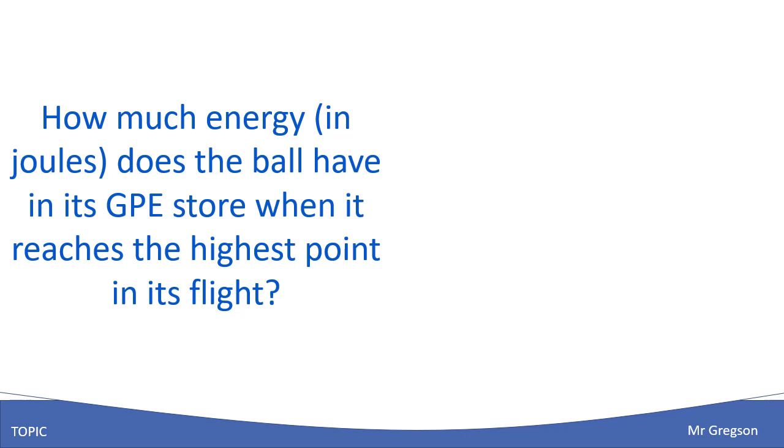Okay, so how much energy in joules does the ball have in its gravitational potential energy store when it reaches the highest point in its flight? So we've got a tennis ball here, and it looks like we're throwing it straight up, and it gets to the top. It has kinetic energy of 0. At the top, it's not moving. Where is all the energy gone? Well, it's all gone into gravitational potential energy.